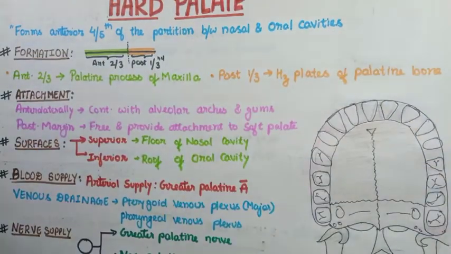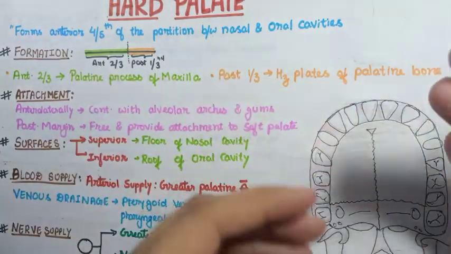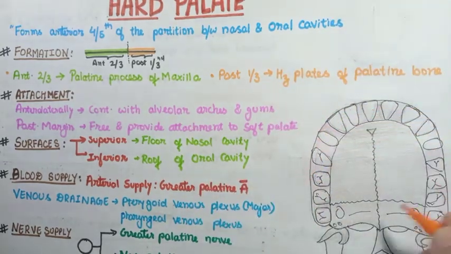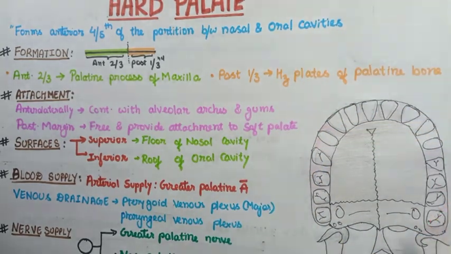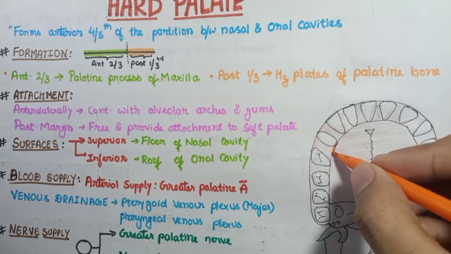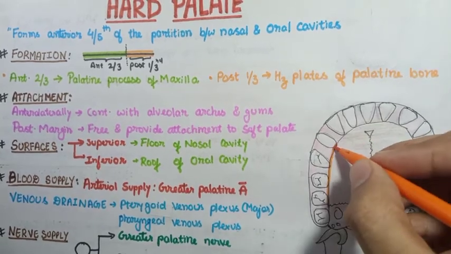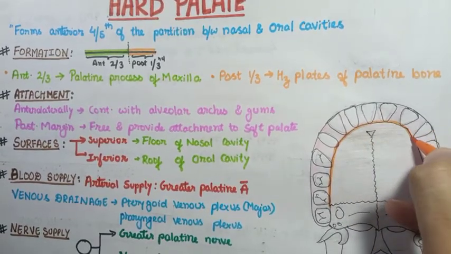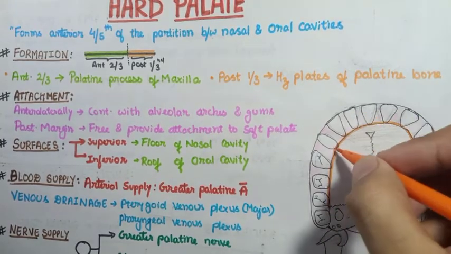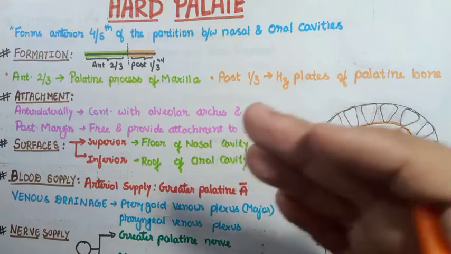Now we'll talk about the attachments of the hard palate. The hard palate is divided into two parts, one anterolateral part and a posterior free part. The anterolateral part is continuous with the alveolar arches and the gums. As you can see, the gums in the pink structure over here are continuous with the arches and the gum.